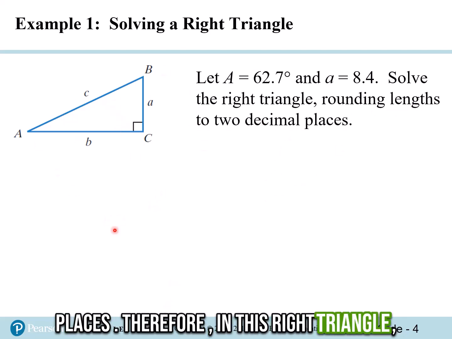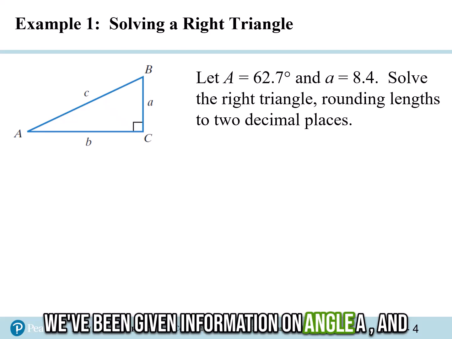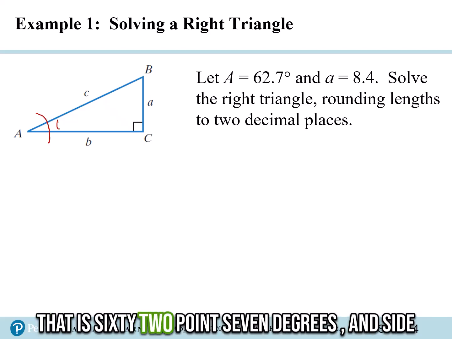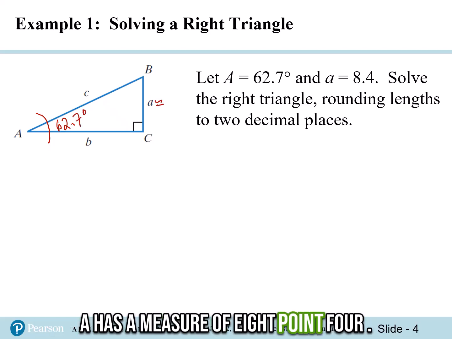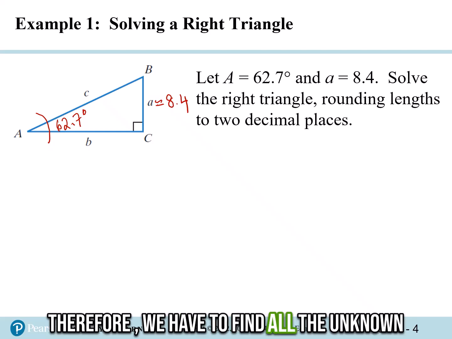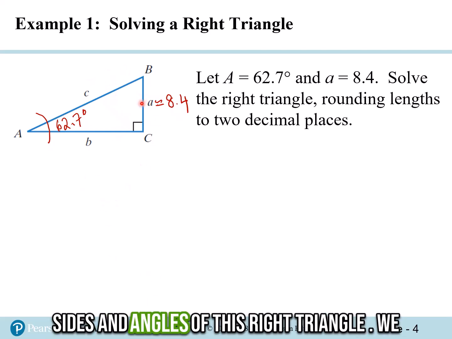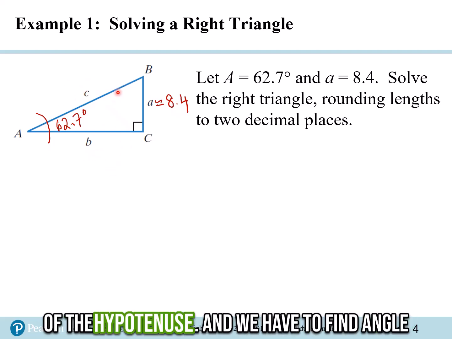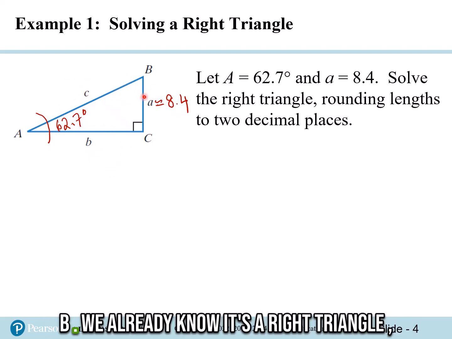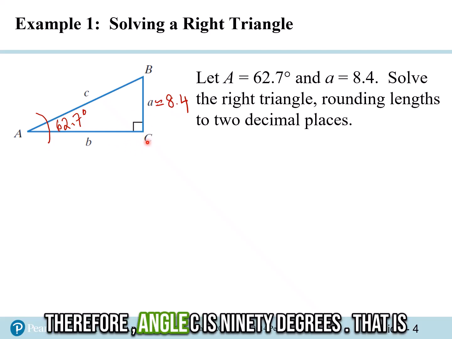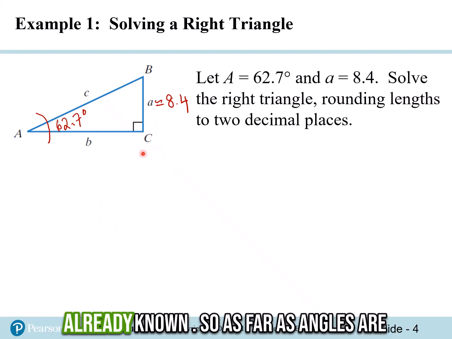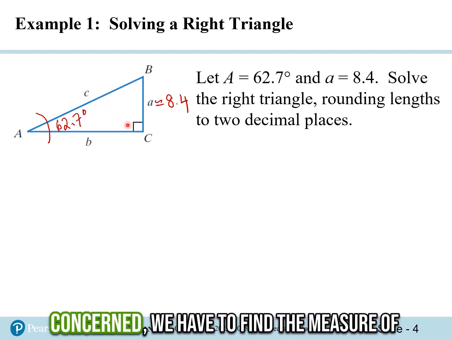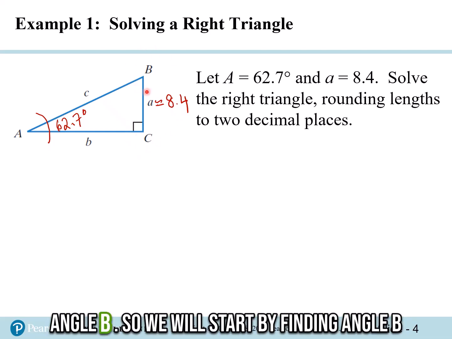Therefore, in this right triangle, we've been given information on angle A, and that is 62.7 degrees, and side a has a measure of 8.4. Therefore, we have to find all the unknown sides and angles of this right triangle. We have to find side b, side c, which is the length of the hypotenuse, and we have to find angle B. We already know it's a right triangle, therefore angle C is 90 degrees. That is already known. So as far as angles are concerned, we have to find the measure of angle B. So we will start by finding angle B first.